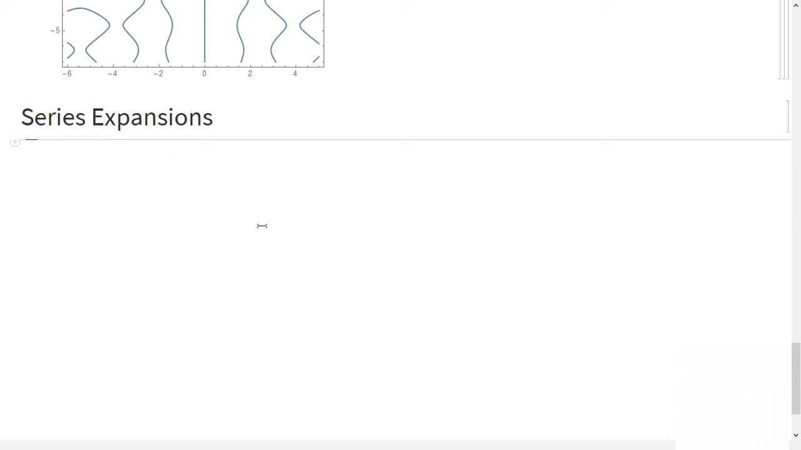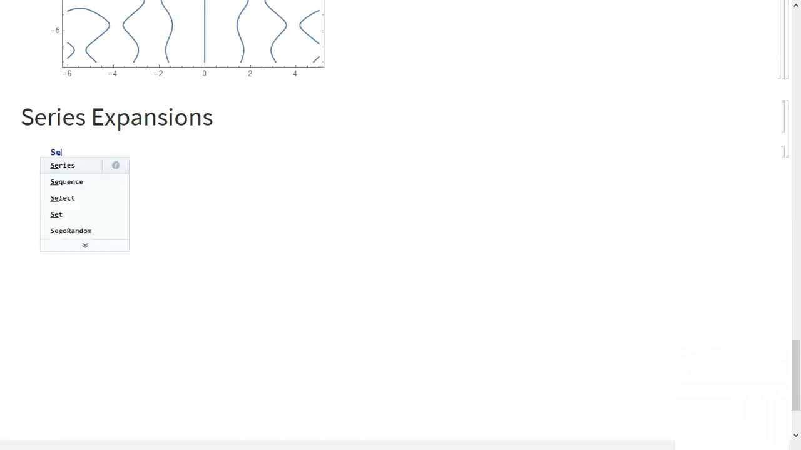So how to do series expansion in Mathematica, that's the thing we want to see. So let's take our favorite sine function and we want to expand it around x equals 0 and see if we get the result that we are familiar with from our calculus courses.